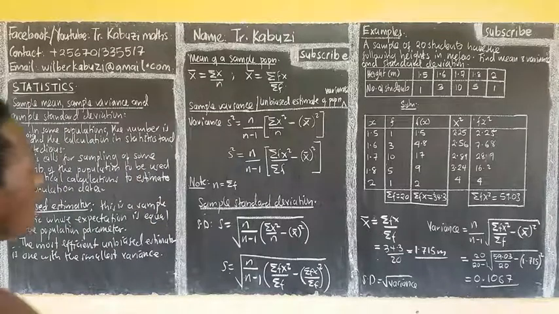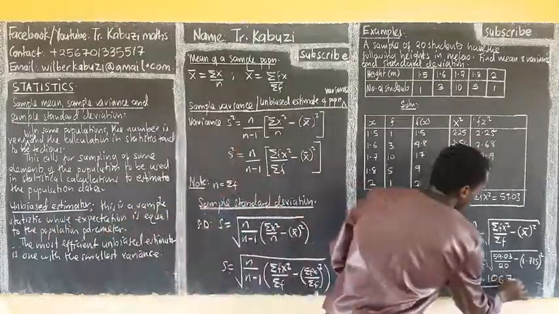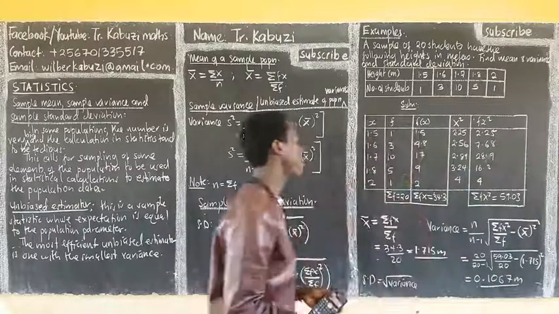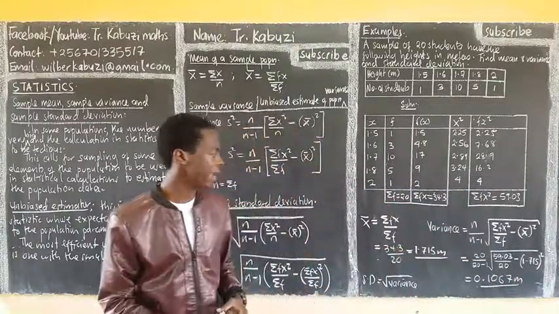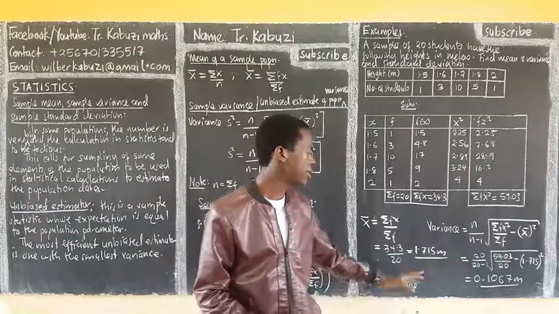Please don't forget to put the units. These are also in meters. So the variance of the height, that's how it's going to be. I think you can get the standard deviation there.